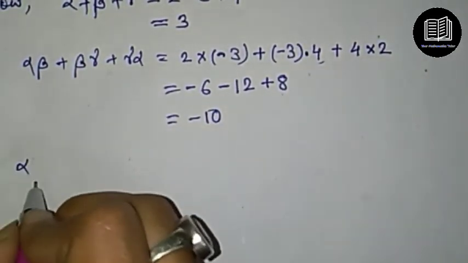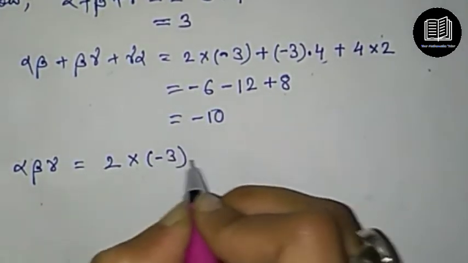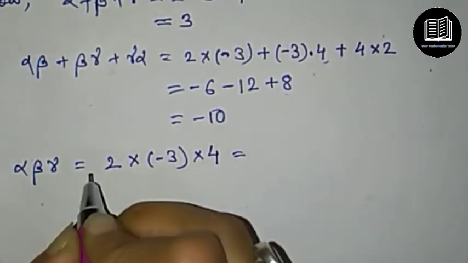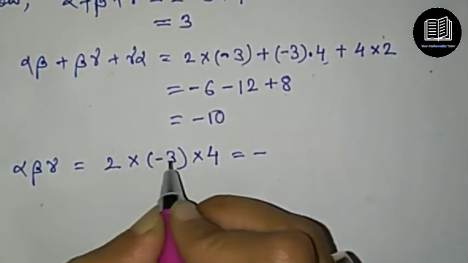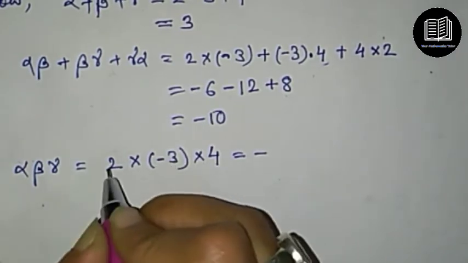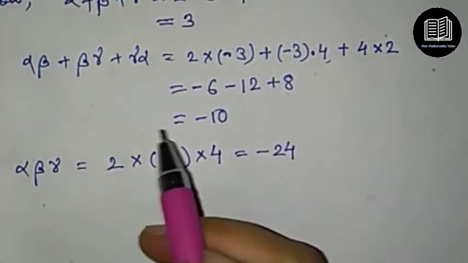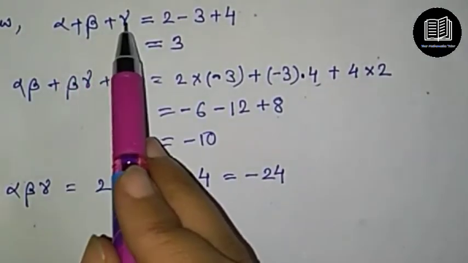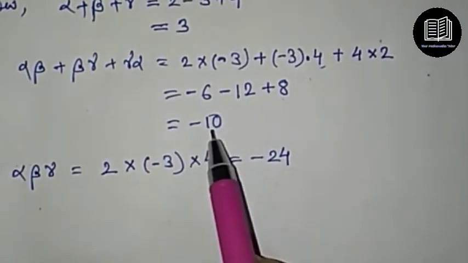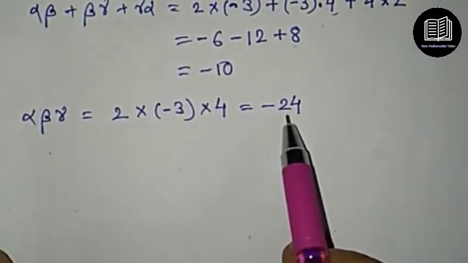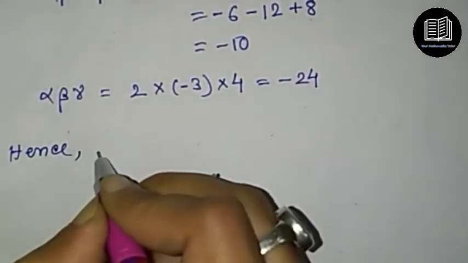And lastly alpha beta gamma, that is 2 multiply -3 multiply 4. Multiplying we get minus 2 multiply 3 multiply 4, that is 2 3s are 6, 6 4s are 24. So all the values have come. Alpha plus beta plus gamma is 3, alpha beta plus beta gamma plus gamma alpha is -10 and alpha beta gamma is -24.